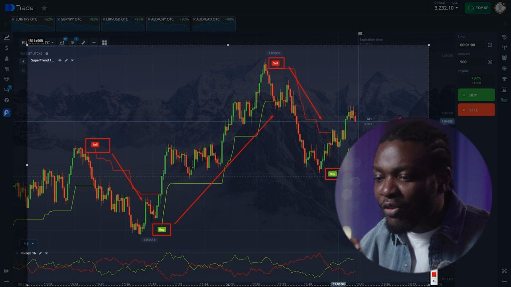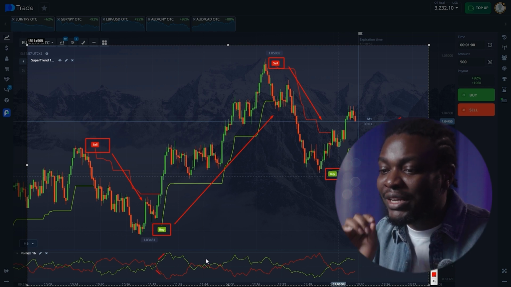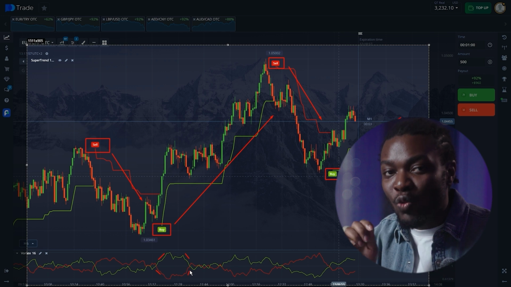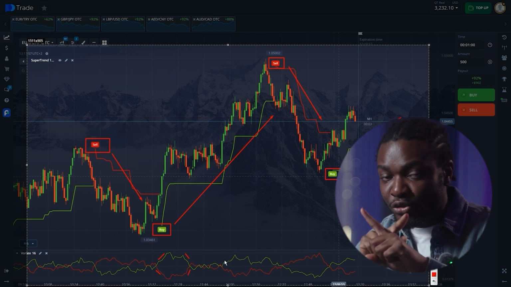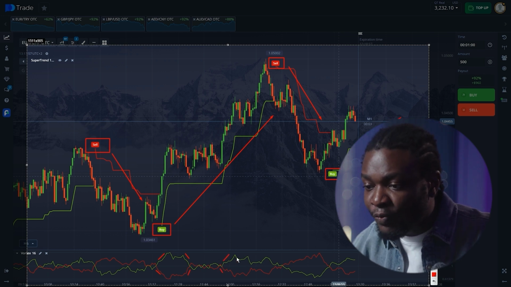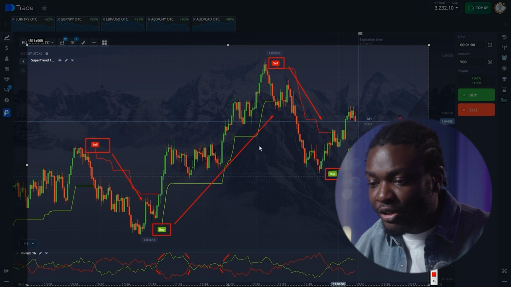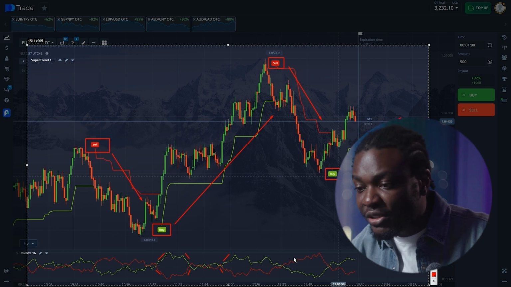Vortex serves as our confirmation indicator. Its two lines converge and diverge. Their relative positioning is what matters, so you have to watch where those lines meet. Green line on top, upward momentum. Red line dominating, downward trend. You see this clearly on my chart here.